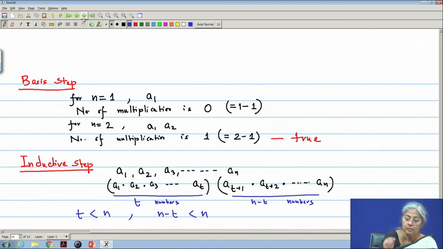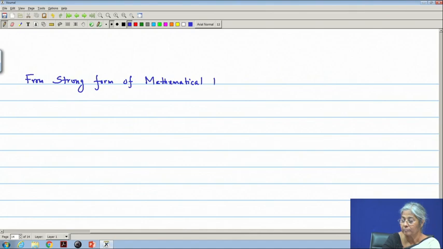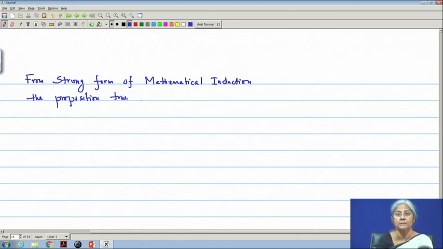So, if we use the strong form of mathematical induction, we write the proposition is true for all preceding statements, true for all values less than n.